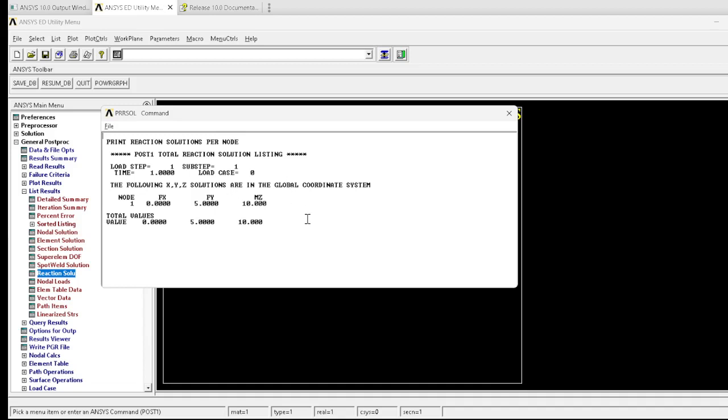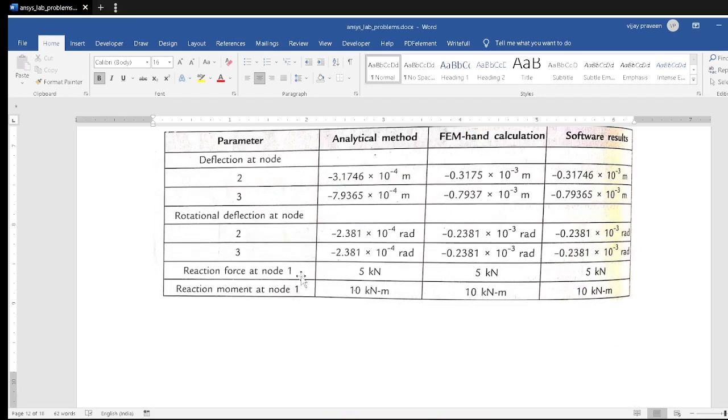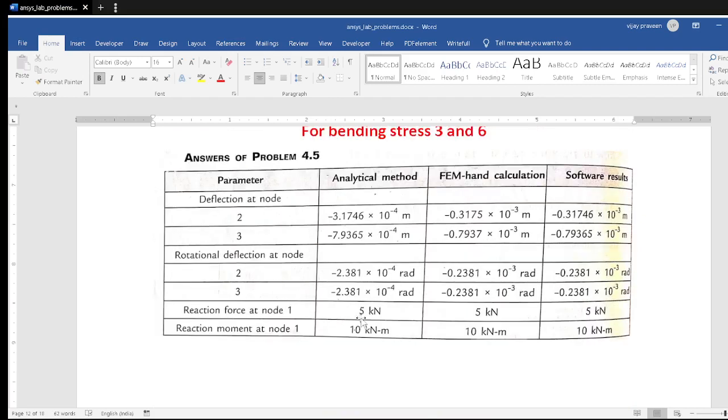So therefore we'll verify with the answer here. Reaction at node 1 is 5, as well as at node 1 it is 10. This is 5 kilonewton, and bending moment is always force into perpendicular distance. Therefore it is in Newton meter or Newton mm. We have given kilonewton here, therefore it is kilonewton meter. So we got the same answer.